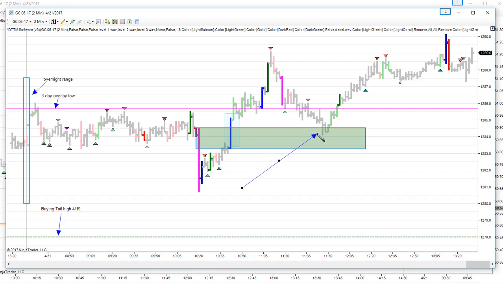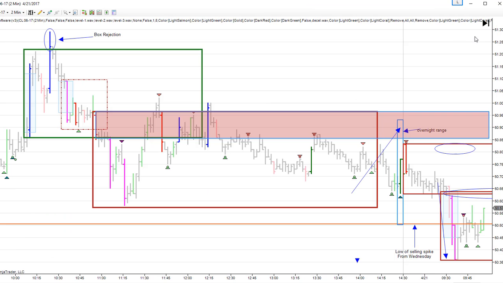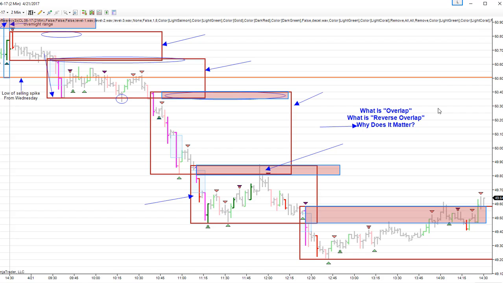The reverse overlap is a very important decision point. So whether you take a trade there or just look at it as a decision point to help you make sense of the market, I think it's an interesting area to watch. So hopefully that made sense. Again, I just wanted to talk about the overlap, reverse overlap, and why it matters, both from a taking-a-trade standpoint and from a making-sense-of-the-market standpoint. So hopefully that was helpful.